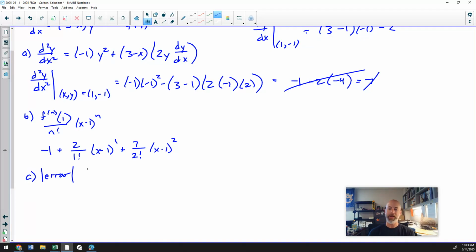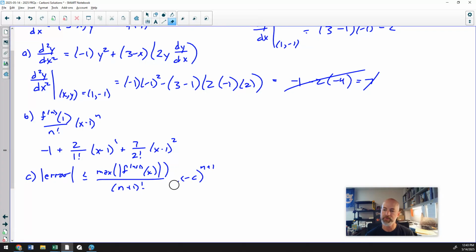All right, so my error for Lagrange is always going to be less than or equal to the, I'm going to write down the generic expression, the max of the absolute value of my next derivative, which I'll write n plus 1 of x, all over n plus 1 factorial times x minus c to the n plus 1 power, and that should be in absolute values actually.